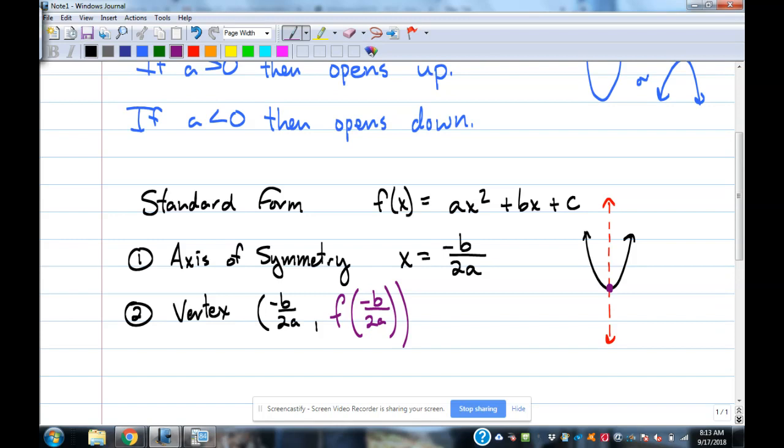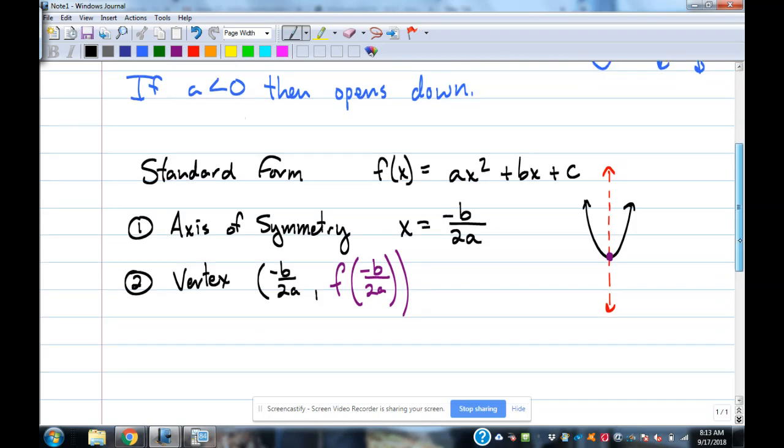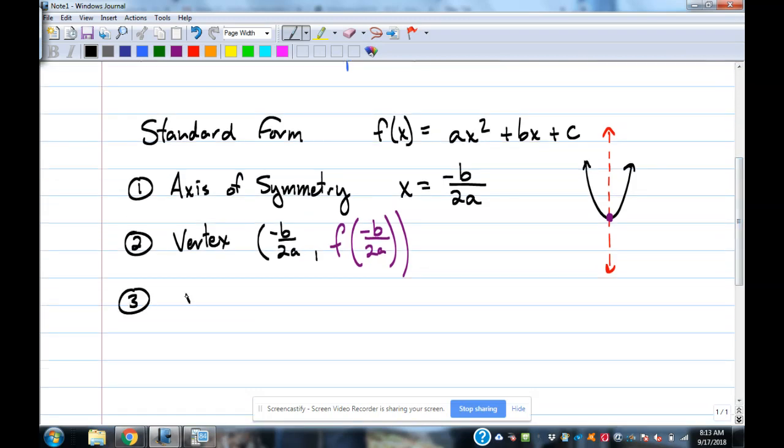Okay. Now, we're also going to find the x intercepts. For x intercepts, set ax squared plus bx plus c equal to 0 and solve. Whether you solve that by factoring or quadratic formula, either way, okay? There might be some cases where you can solve it by square roots if there's not a bx in the middle. Solving it by square roots could be an option.